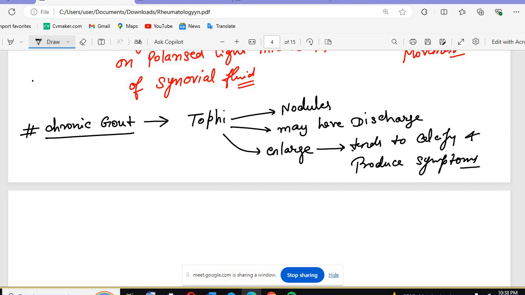Okay, let's see what a tophus is. You can check it out on Google. This is what we call the tophi lumps. What are the tophi lumps? These are the tophi lumps.